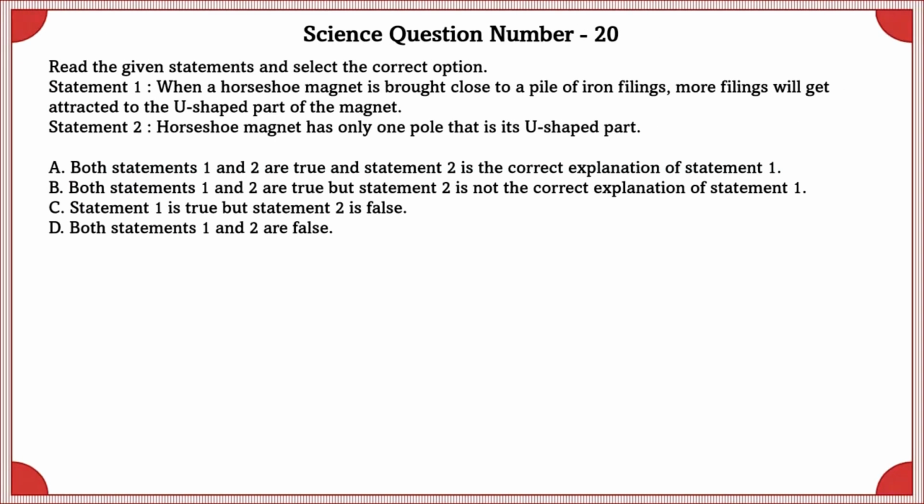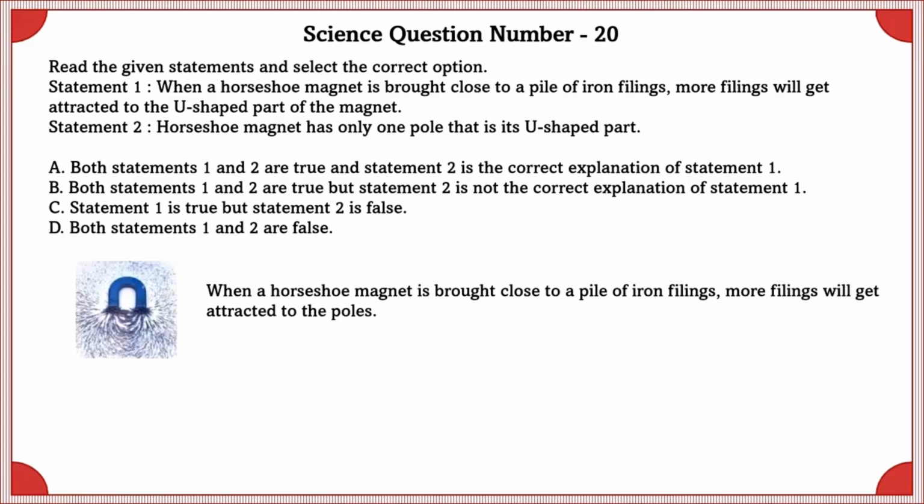Science question number 20. Read the given statements and select the correct option. Statement 1. When a horseshoe magnet is brought close to a pile of iron filings, more filings will get attracted to the U-shaped part of the magnet. When a horseshoe magnet is brought close to a pile of iron filings, more filings will get attached to the poles and not to the U-shaped part of the magnet. So the first statement is false. Statement 2. Horseshoe magnet has only one pole, that is its U-shaped part. Horseshoe magnet has two poles. So this statement is also false. So correct option is the D option.